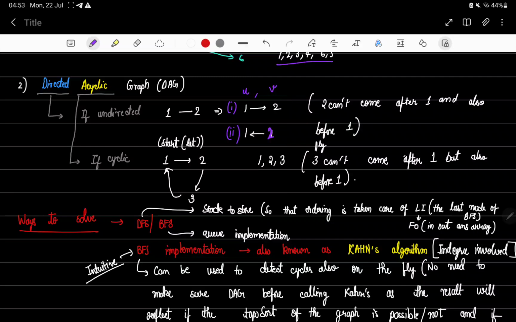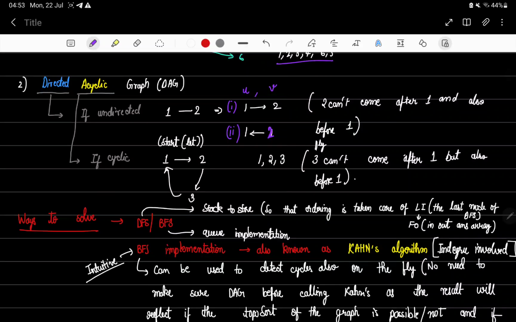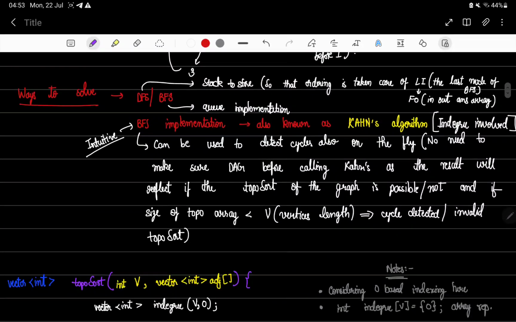Now why do we need acyclic graphs? Suppose there was a cycle, again we face the same issue: before 3 we need 1 to get completed, and for 1 to get completed we need 3. So 3 has to come afterwards also, and 3 has to come before 1 also. This is a contradiction, so hence cycle should not be present. That is why we need DAGs.